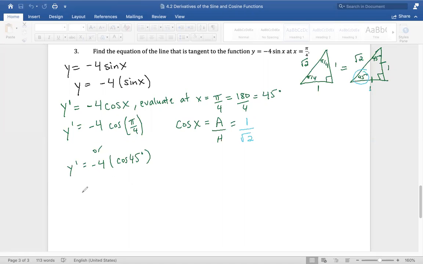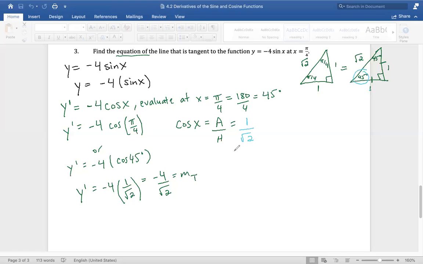So then I just plug that into my equation. If I go back, the derivative is -4 times the cos of pi over 4, or the cos of 45 degrees, which is 1 over square root of 2 from my special triangle. That's just going to equal -4 over the square root of 2, right? So -4 over the square root of 2 is my slope of the tangent.